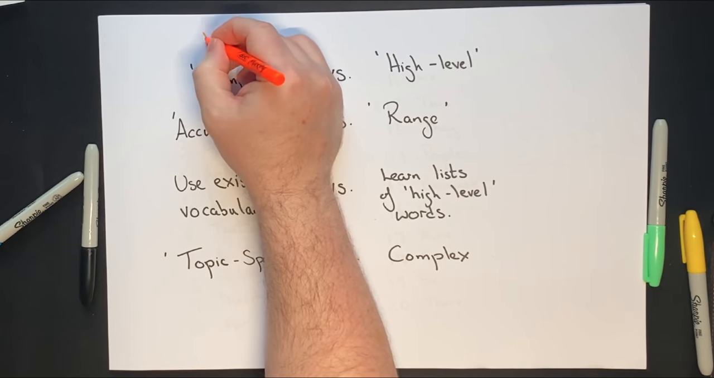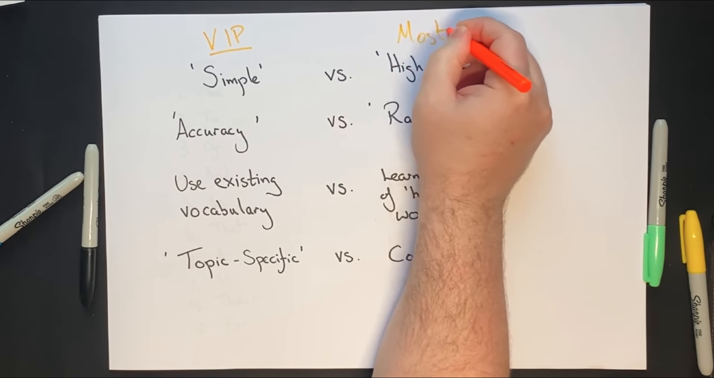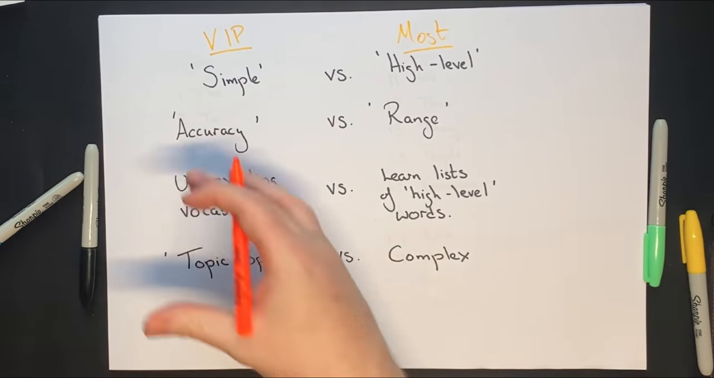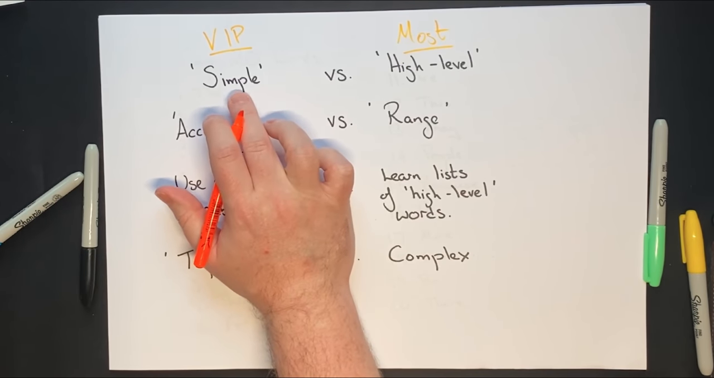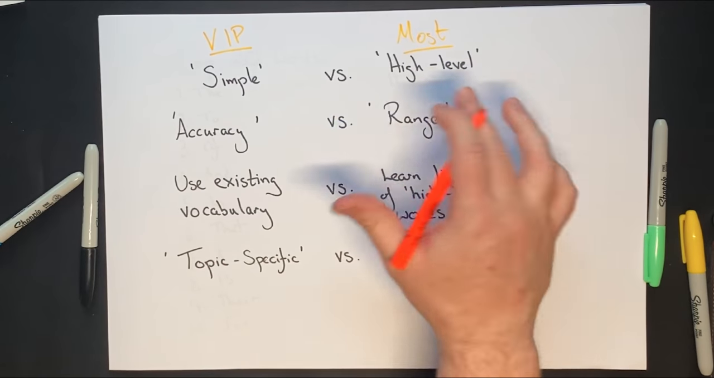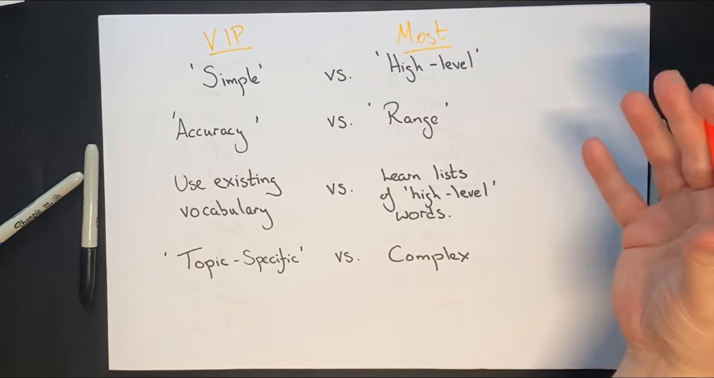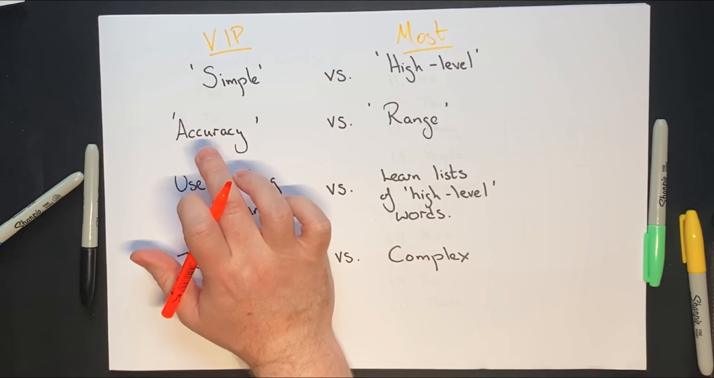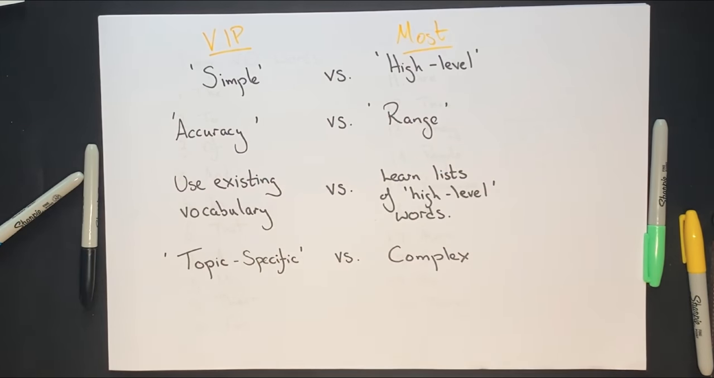So how we teach our VIP students is very different to how most schools, most courses, most online teachers teach their students about vocabulary. What we do is we emphasize that students should keep it simple, whereas most other schools emphasize that in order to improve your score, you should use mostly high-level words. We focus more on accuracy and helping students be as accurate as possible with their words, whereas most other schools emphasize improving the range of your vocabulary.